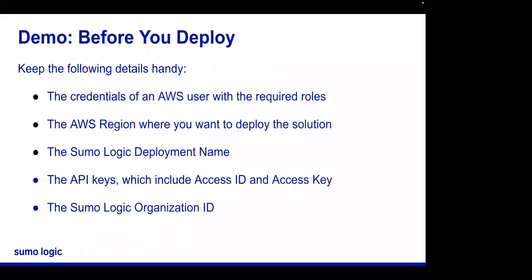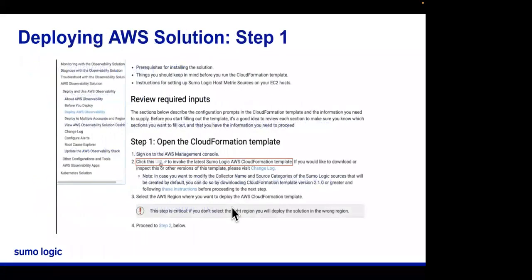Again, before we deploy, we need to have those credentials: our AWS user, the region that we want to deploy the solution in, our Sumo Logic deployment name, our Sumo Logic access ID and access keys, and our Sumo Logic organization ID.